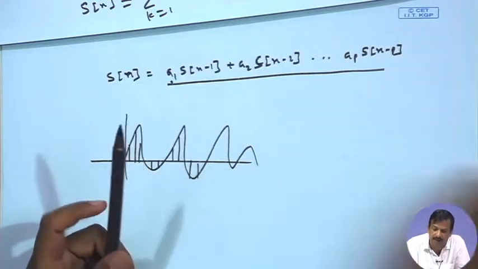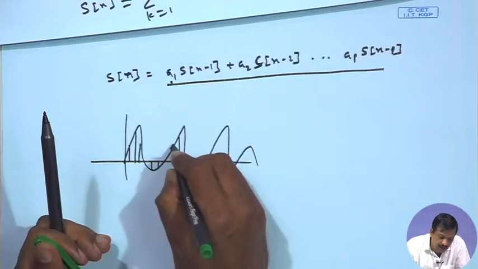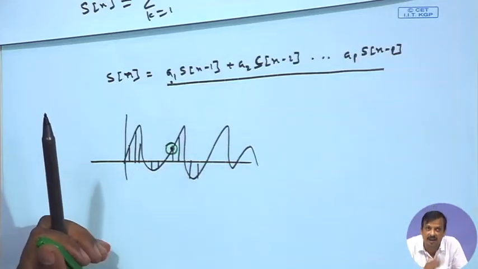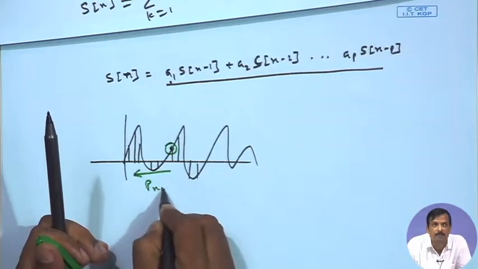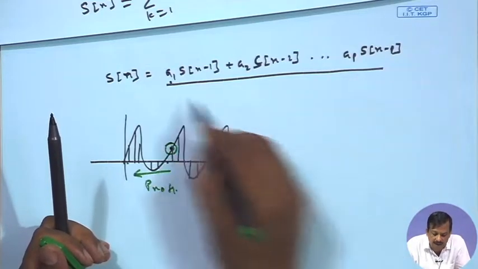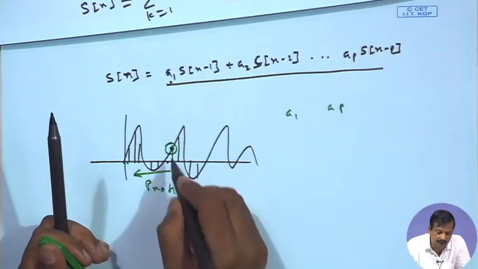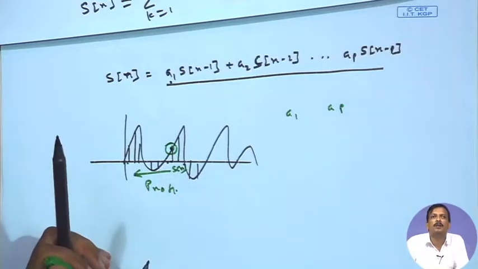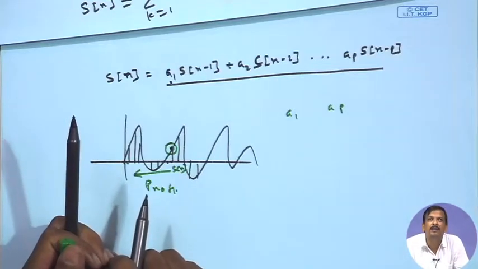Now, I can say that this sample can be predicted or generated from the previous p number of samples. So, if I get the previous p number of samples and the values of a 1 to a p, then I can generate the current sample, S n. So, what is this? This is nothing but a linear prediction.